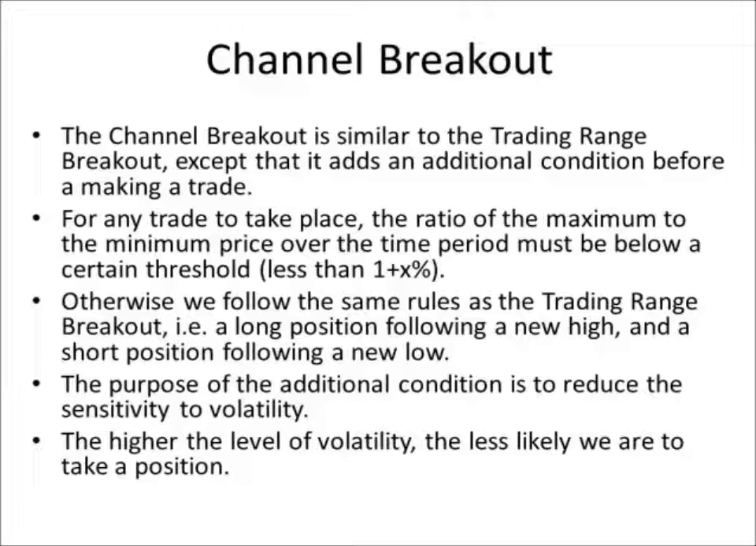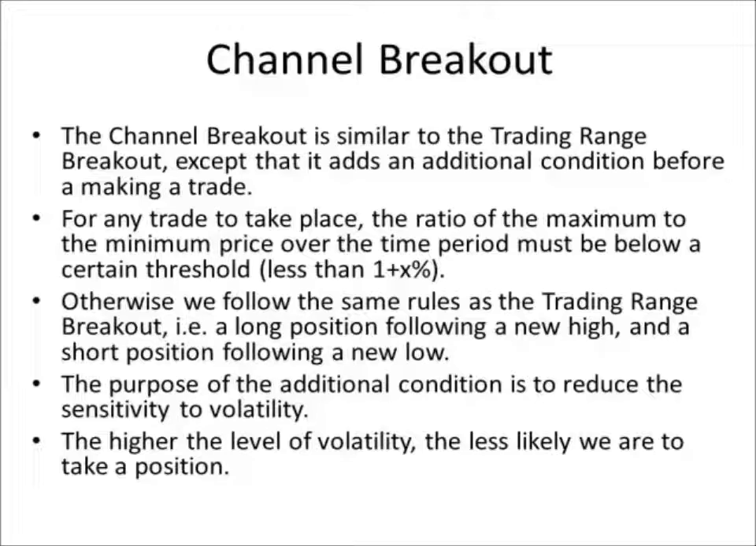So let's say I have my 10 days, okay, and I'm looking for the new high. It needs to be the case that the ratio of that new high to the low within that 10 days is below a certain threshold, right? Below, say, 1 plus X%, maybe 5%, 10%, or 15%, etc. And we can kind of set this as we like.